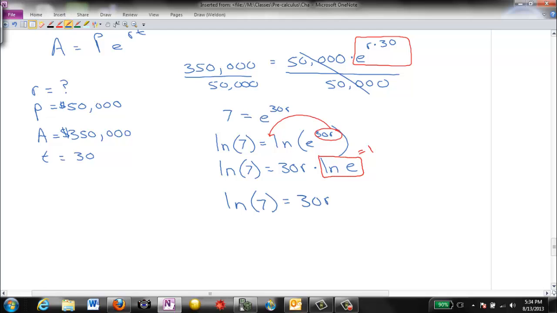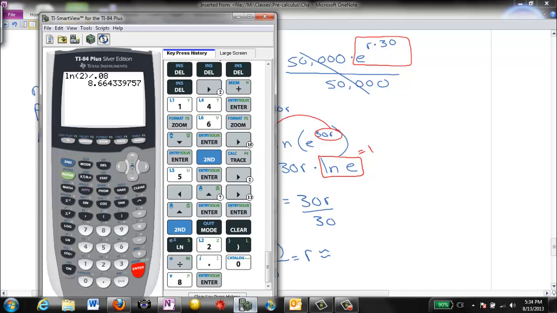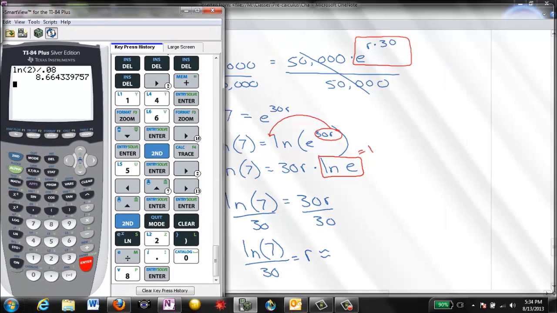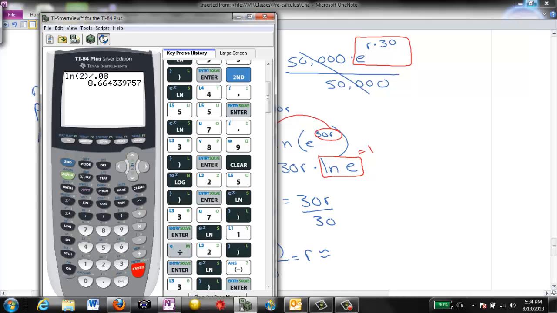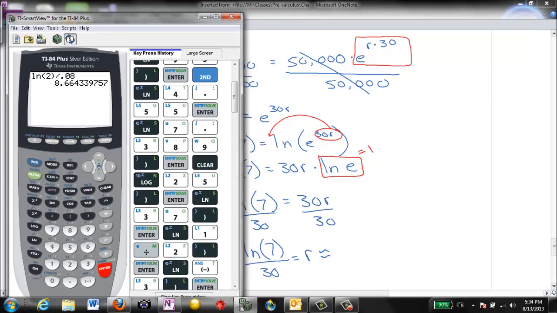And to get r by itself, I'm going to divide both sides by 30. So the natural log of 7 over 30 equals r. And I'm going to use my calculator to get an approximate for that. So let's see what we've got. Here we go.